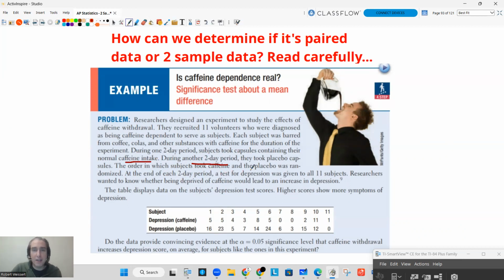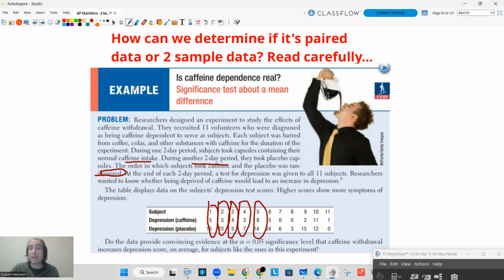The order in which the subject took caffeine and the placebo was randomized. So the order of each person was randomized. And at the end of the 2-day period, a test for depression was given to all 11 subjects. Did it say how far apart those 2-day periods were? Hopefully far enough apart that the effects have worn off from the caffeine. Regardless, this would be paired data because each individual subject has its own kind of blocking, and we're talking about the difference between these two. So at the end of the day, we want to get the difference of these and plot that and use that for our interval or test.